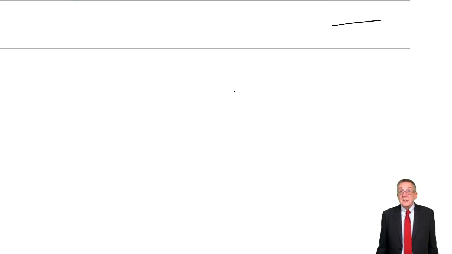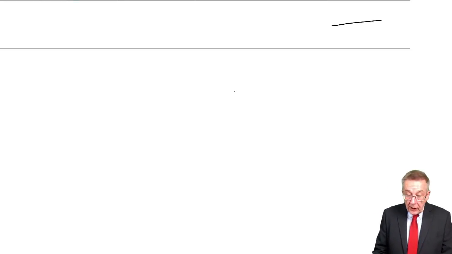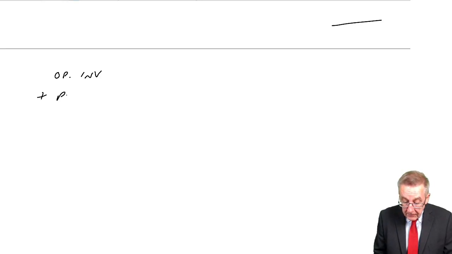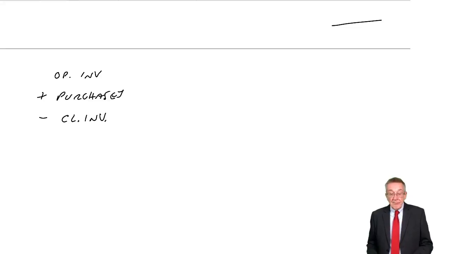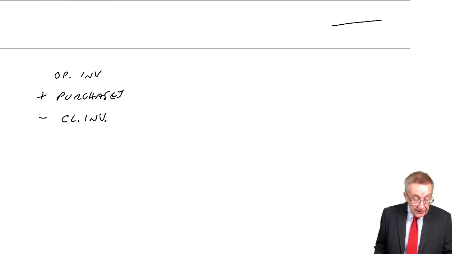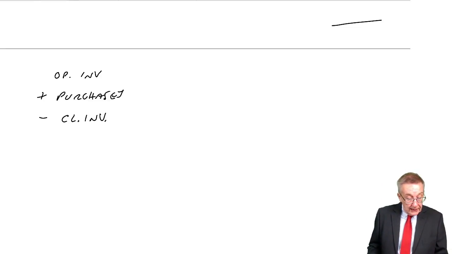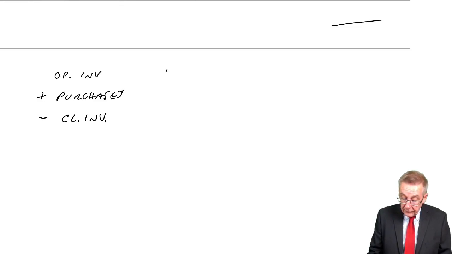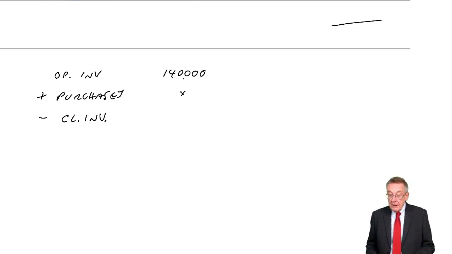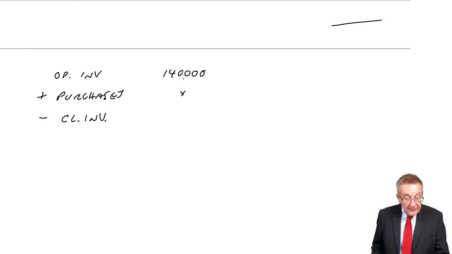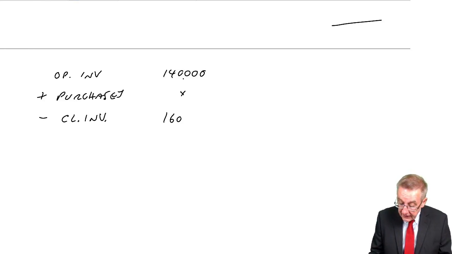We are told the cost of sales. Now remember, the cost of sales is the opening inventory plus the purchases minus the closing inventory. Now I know what the opening inventory was. In 2006 it was 140,000. The purchases are what we're trying to find out. The closing inventory 2007 is 160,000.